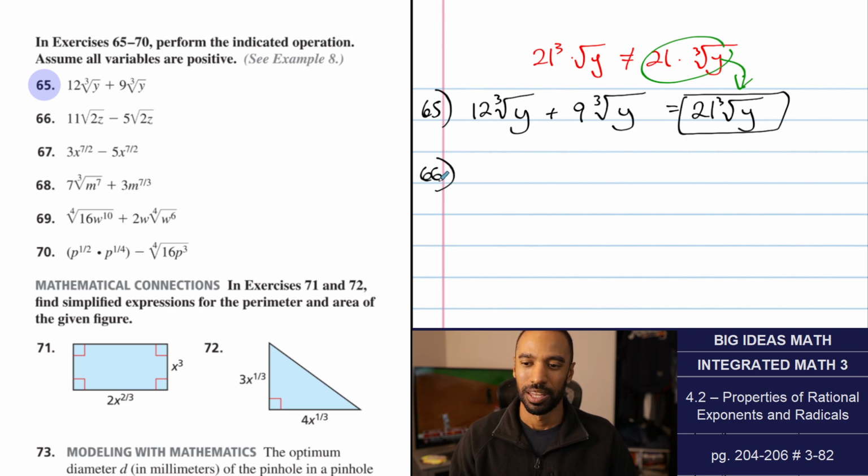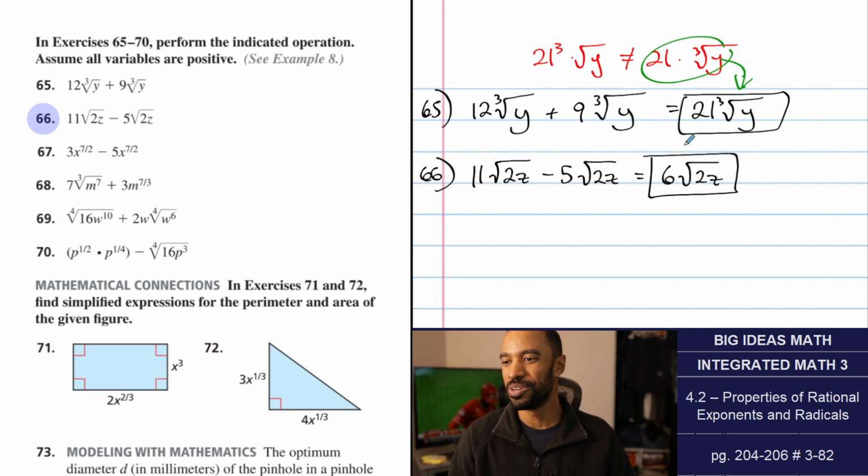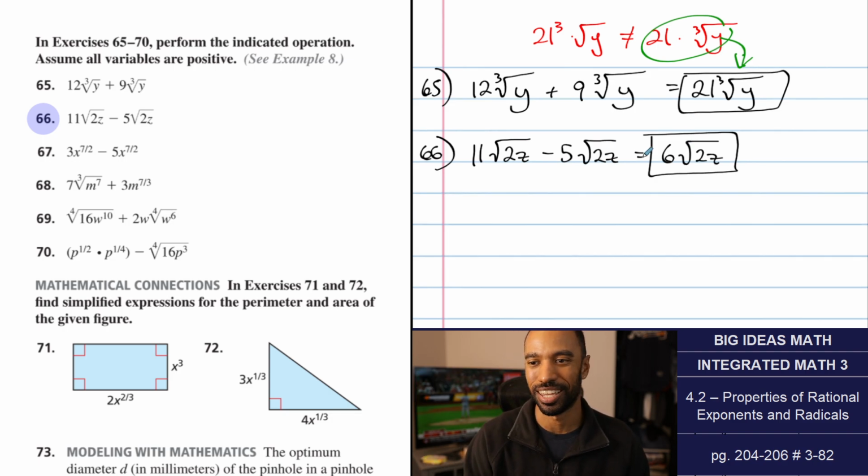Number 66, we have 11 root 2z minus 5 root 2z. Hey, those terms are alike. You know what we can do? We can combine them. So 11 root 2z minus 5 root 2z equals 6 root 2z. That was 2z, or 2 easy. I guess that's not the same thing.